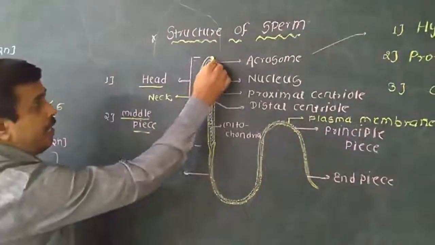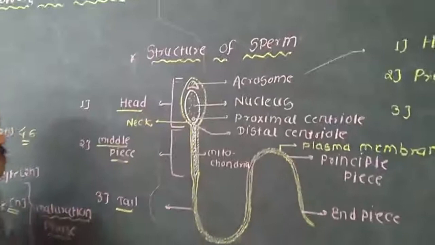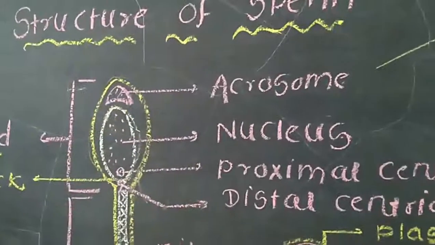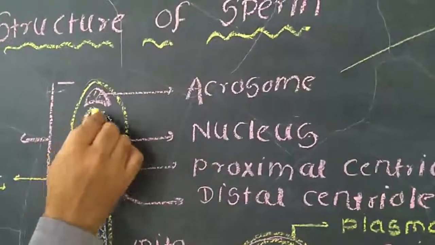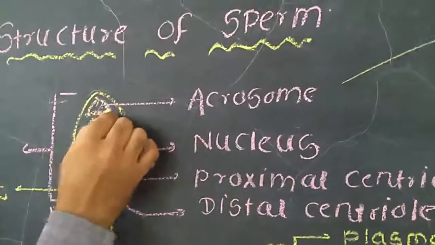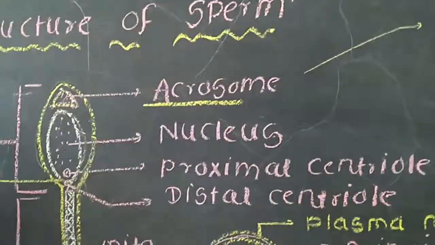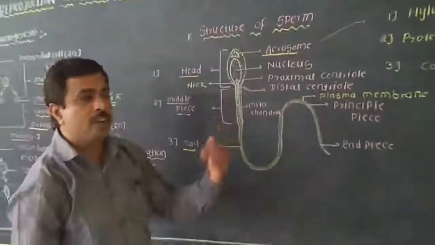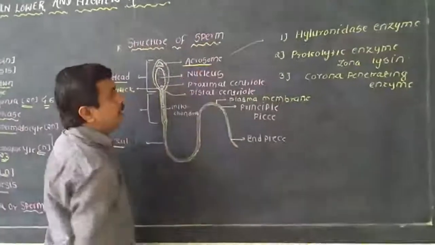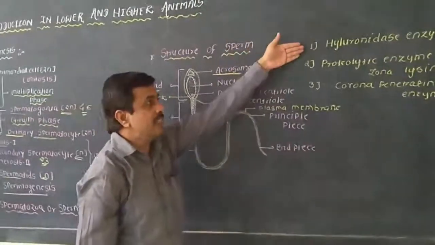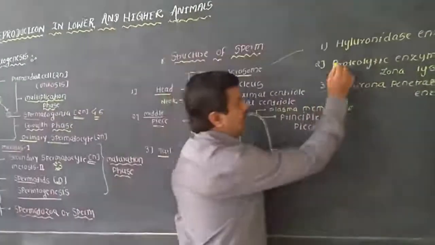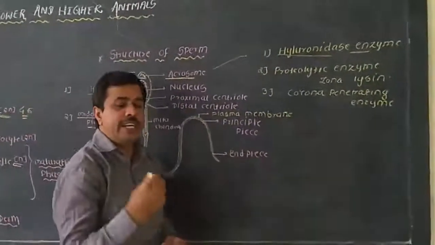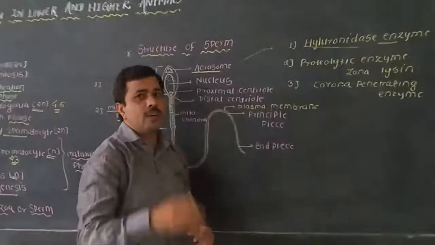Okay, now let us see the first part, the head region. The head of the sperm is oval in shape and consists of a large nucleus, which is also oval in shape. At the topmost position of this nucleus, there is a cap-like structure known as the acrosome. It plays an important role in the entry of the sperm into the egg, or the ovum. This acrosome secretes three different types of enzymes. That is the hyaluronidase, which dissolves the outer membrane of the egg and helps the sperm to enter the egg, or the ovum.